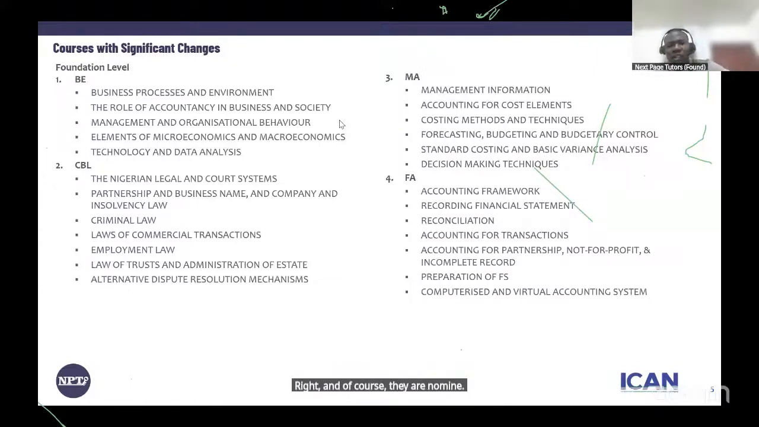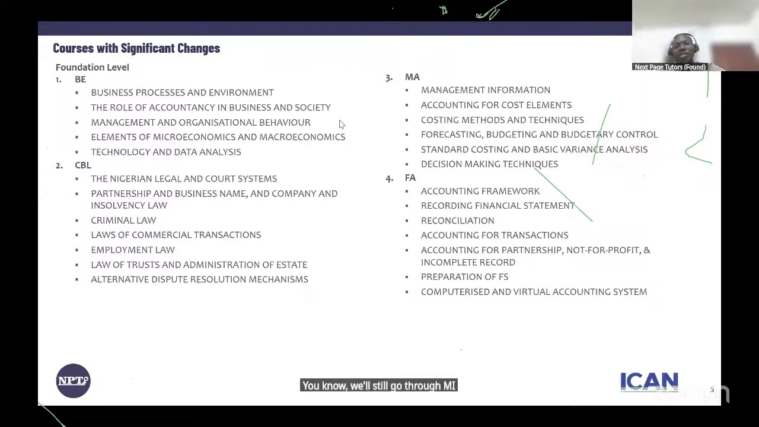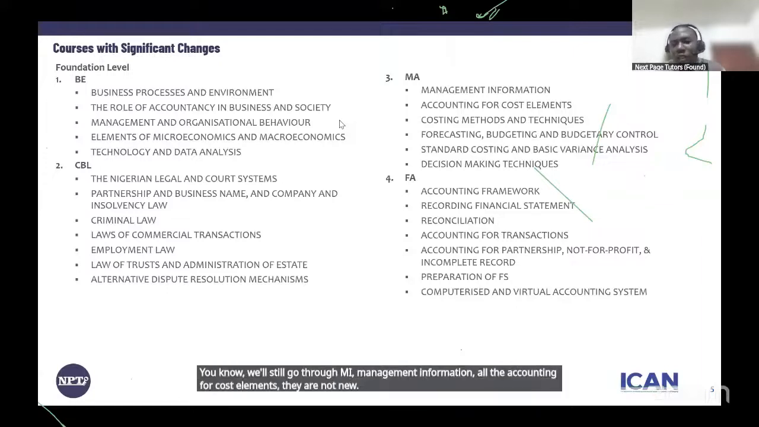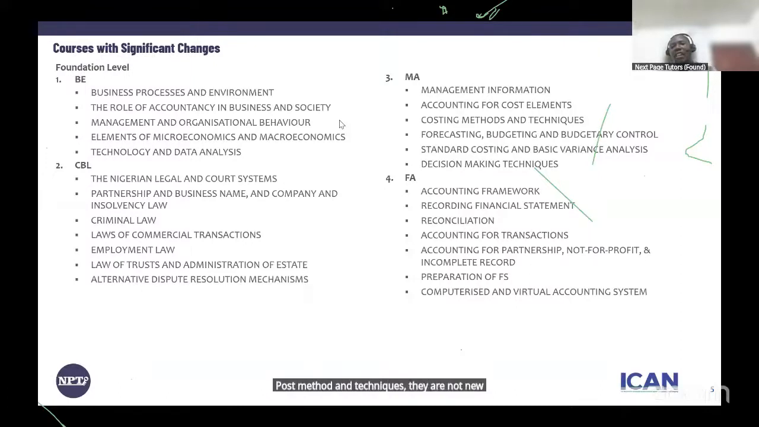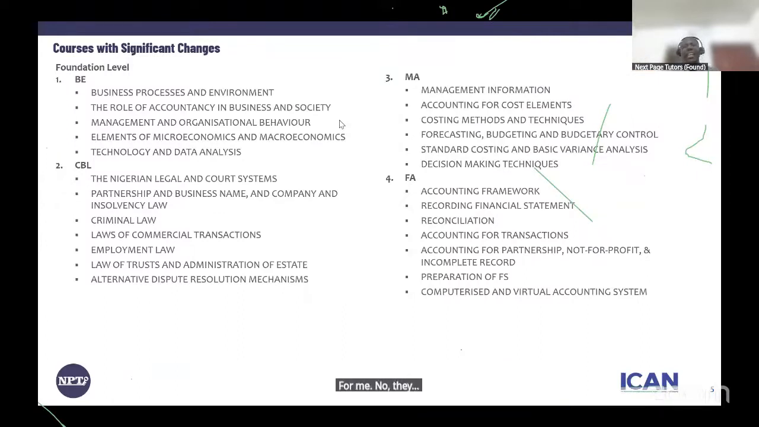The third one is management accounting. They changed the name from MI to MA, Management Accounting. So the first chapter, we'll still go through MI, Management Information, all the accounting for cost elements, they are not new. Cost methods and techniques, they are not new. Budgeting is not, right? So basically, it's not as if that content is new for MA. No, they changed the name and then they added a few contents to just make it more robust. That's what they did.